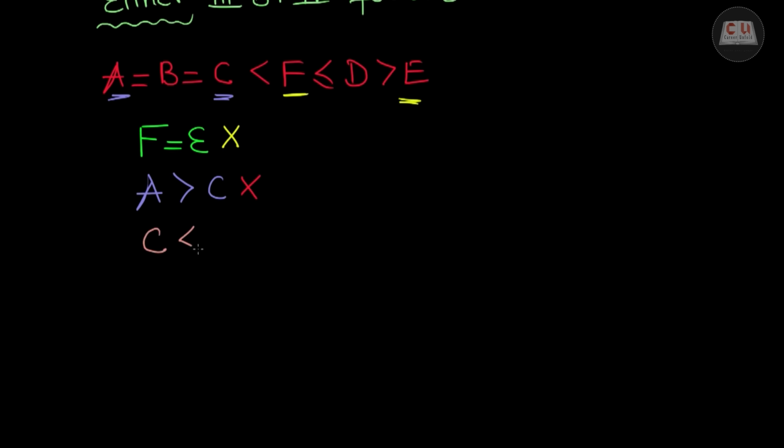C is less than equal to D. Okay, here's C and here's D. But we see there are again two symbols, and this one has the highest priority. So this would not follow. This is again incorrect.